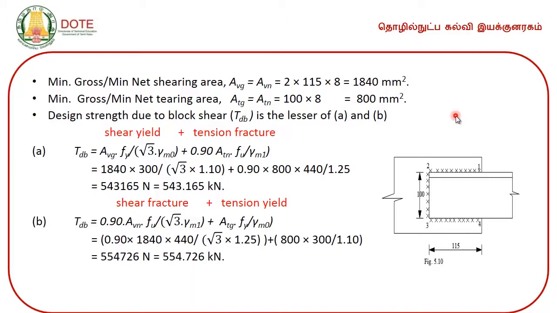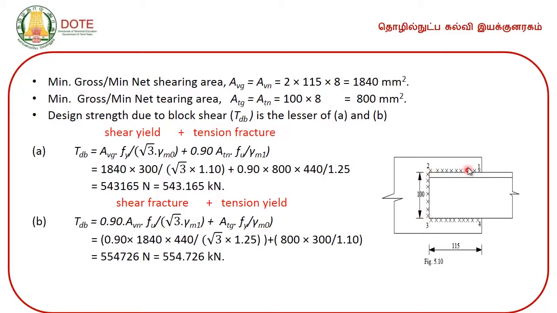This is the gross area or net shearing area, denoted by letters Avg and Avn, and in this sketch you can see that 1, 2 and 3, 4 are the shearing planes. Similarly, 2 to 3 is the tearing plane. Now, we will take the shear plane in yield and the tension plane in fracture. So, accordingly we will calculate the areas.